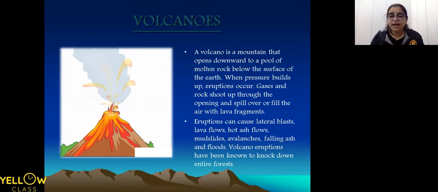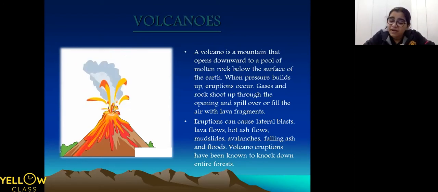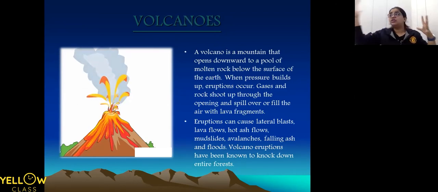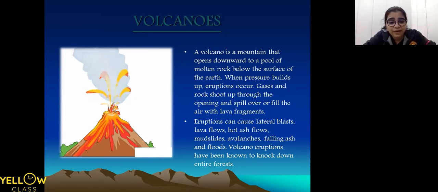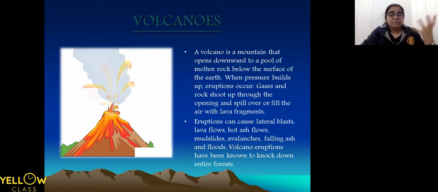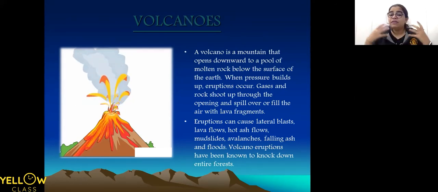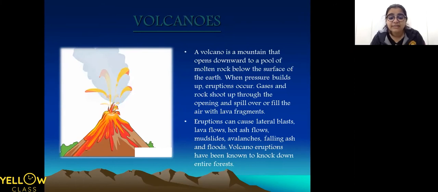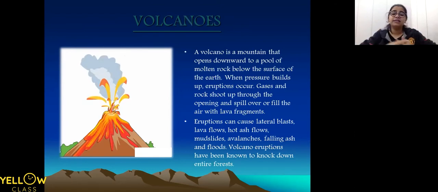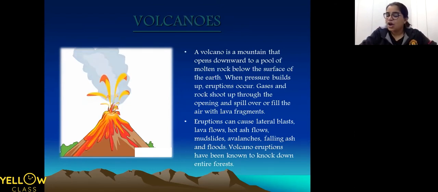That lava actually converts into the different stone bases that we see near the mountains. These eruptions can be very, very dangerous because they go to very long distances. There can be a lot of hot ash flows, a lot of mudslides, and they can even cause floods. Hence volcanic eruptions have been known to knock down entire forests also, because the forests around actually burn. Hence volcanoes are not so good things.